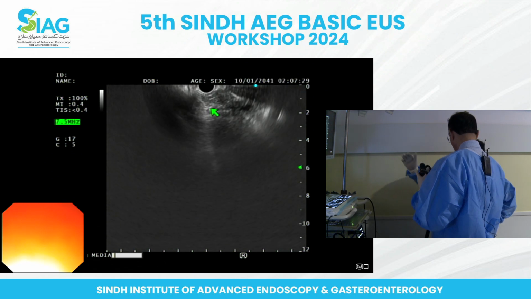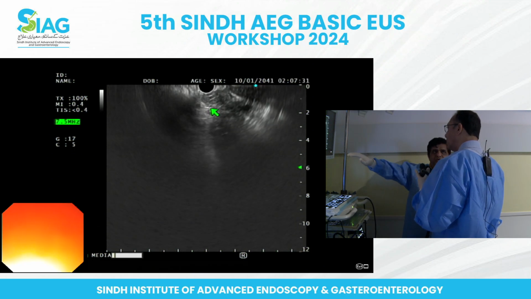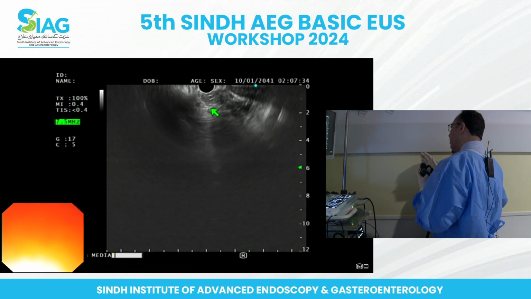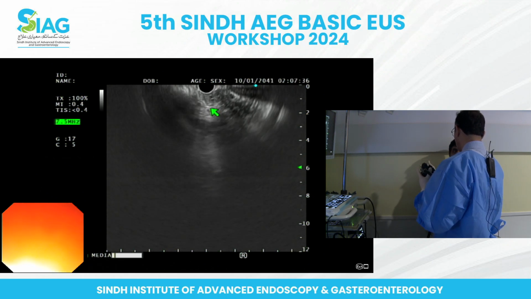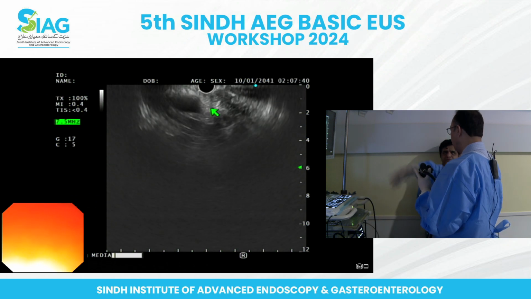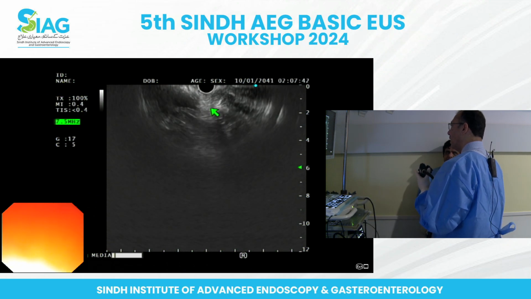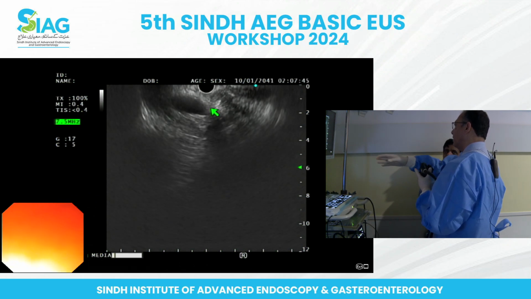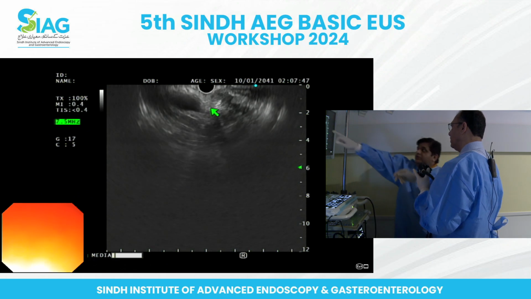Here there are 2 stations, D1 and D2. I'm in D2 now. Okay, sir. In D2, your ducts will come here. In D1, CBD here, pancreatic duct here, and portal vein in between. Vessels on this side. You see, the aorta is coming on this side, this is the aorta.